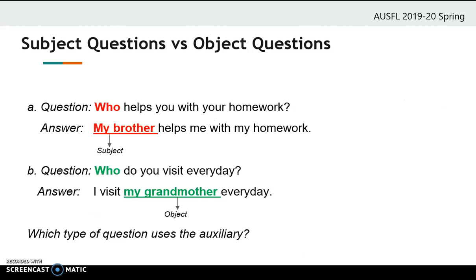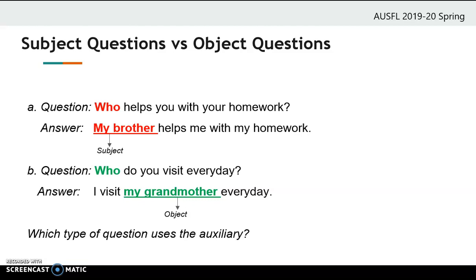Let's look at these questions together. Question A. Who helps you with your homework? My brother helps me with my homework. In this question, who is the subject? So, it is called a subject question.